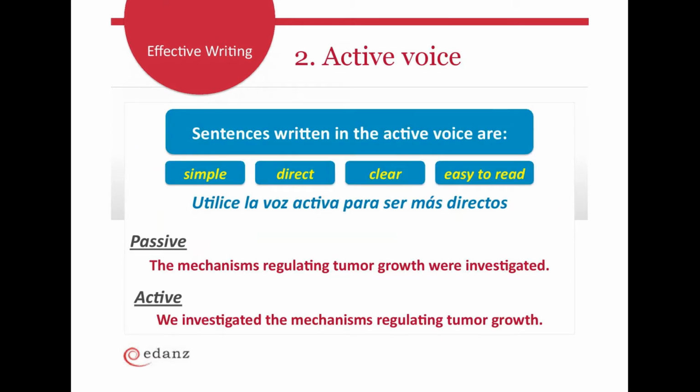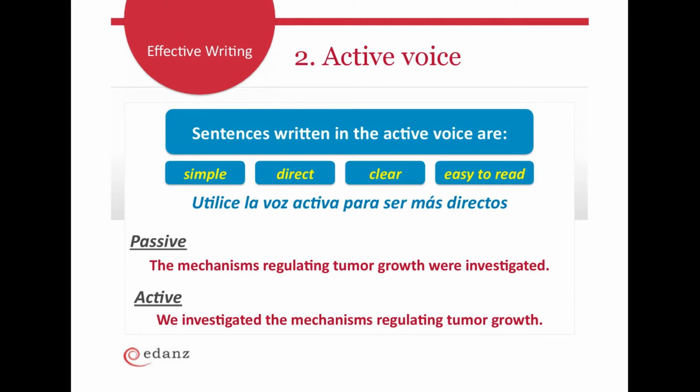Our next tip is to use active voice. So sentences that are written in the active voice are more simple, more direct, and easier to understand.